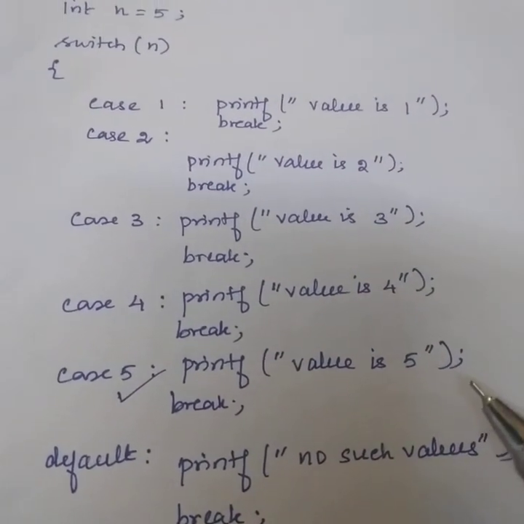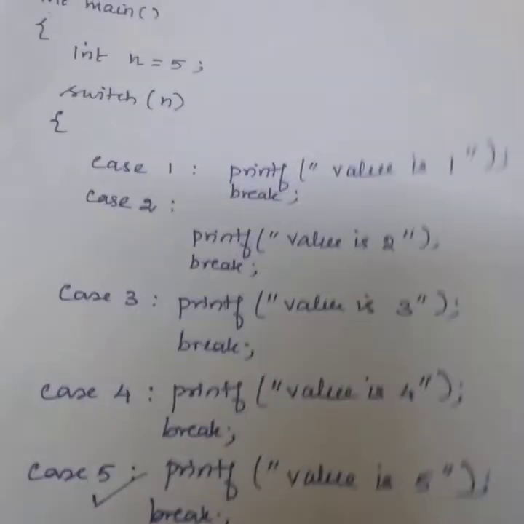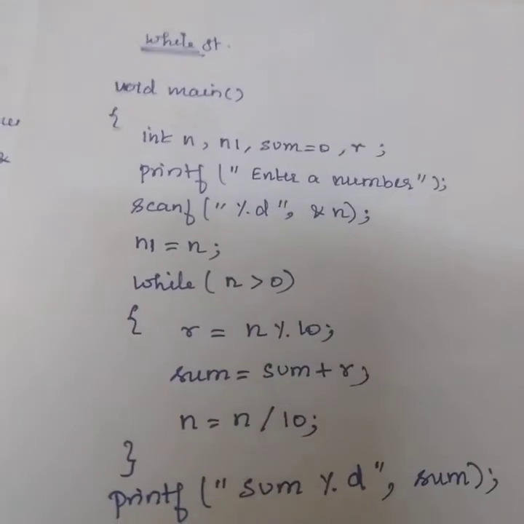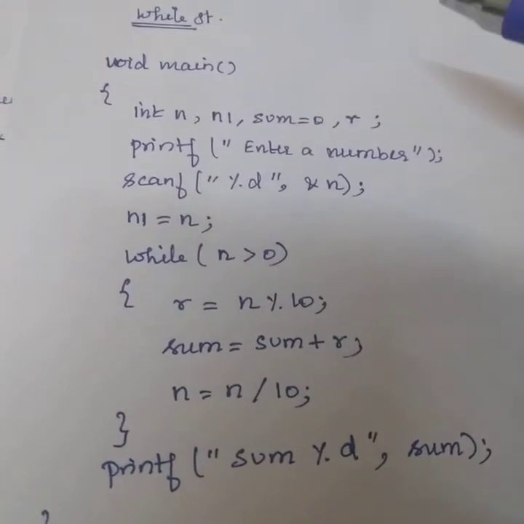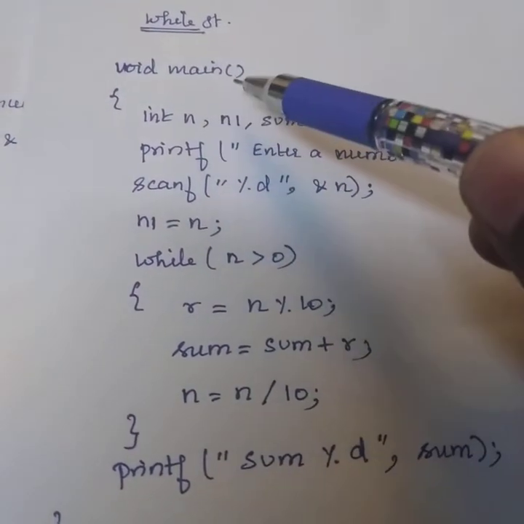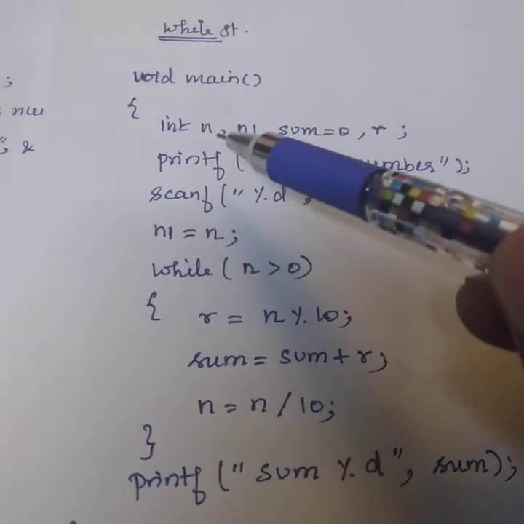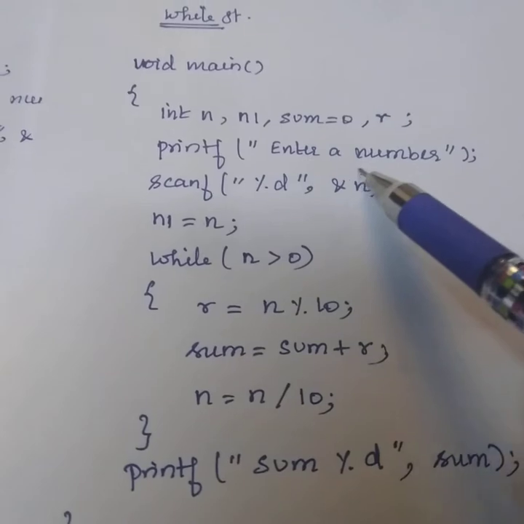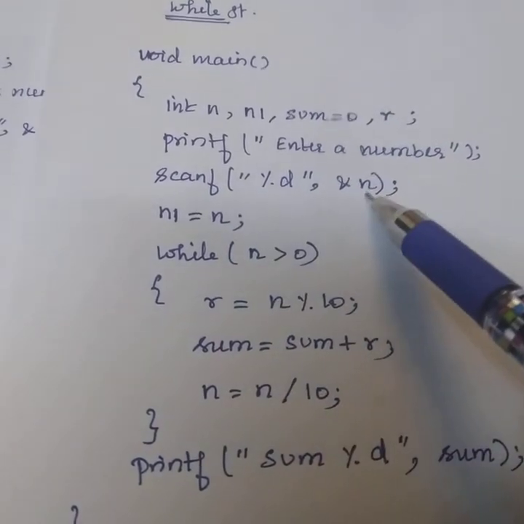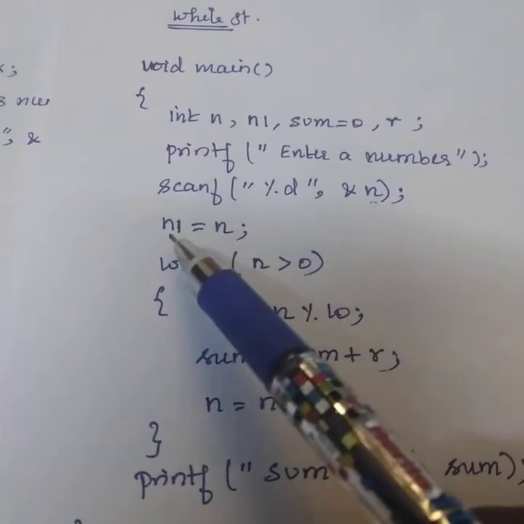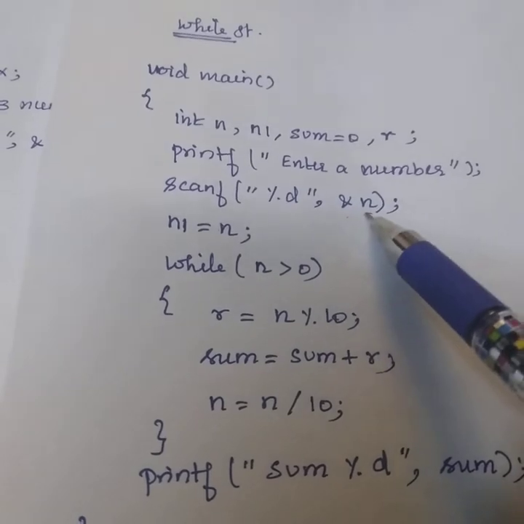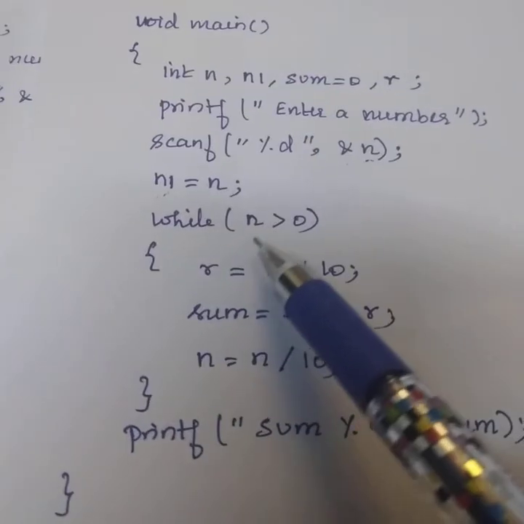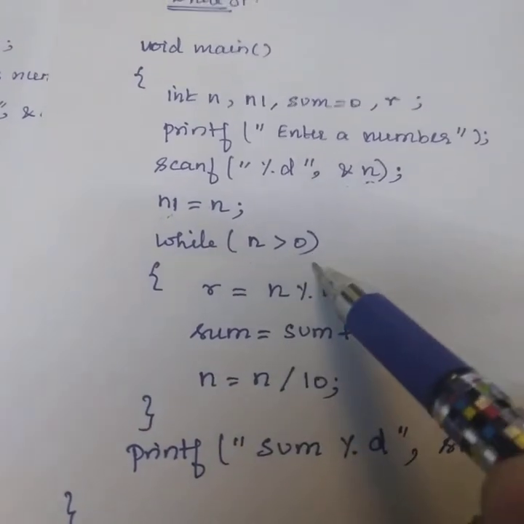Okay. Now, let's see the next example, the while statement. Let's see an example for while. Void main, int, 4 variables: n, n1, sum and r. Printf, enter a number. We are getting n, and we are assigning that particular value to another new variable, that is n1.